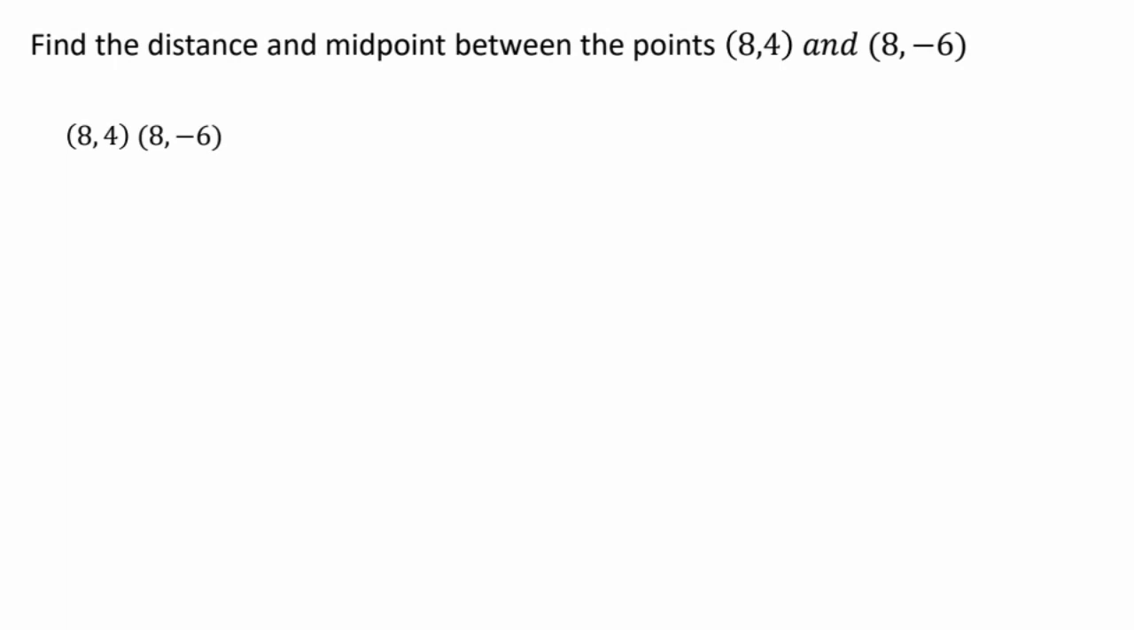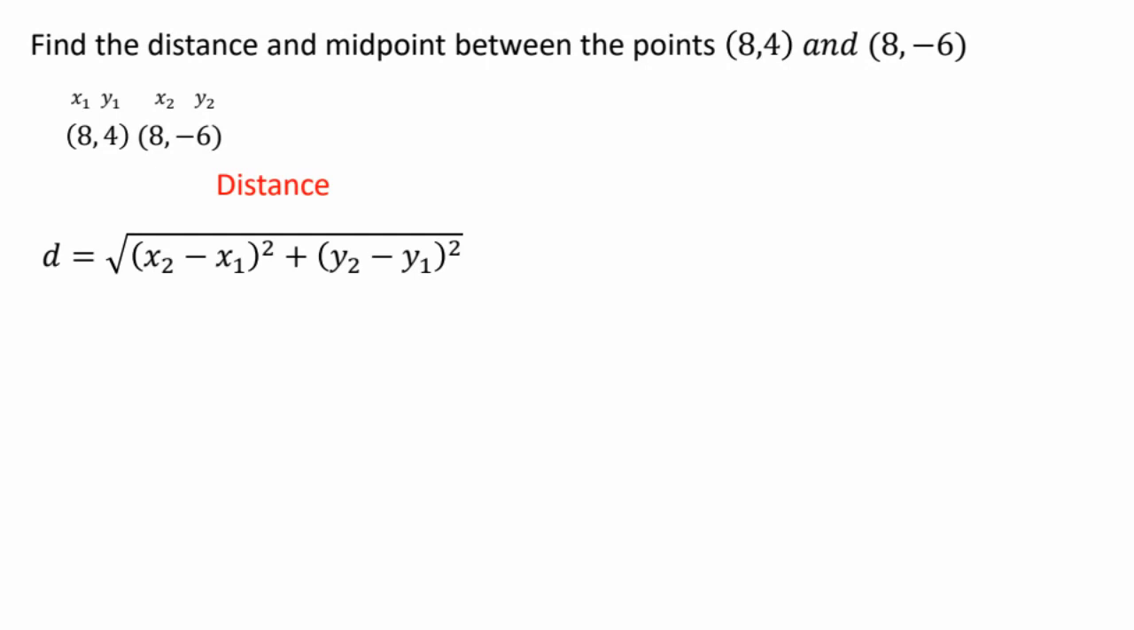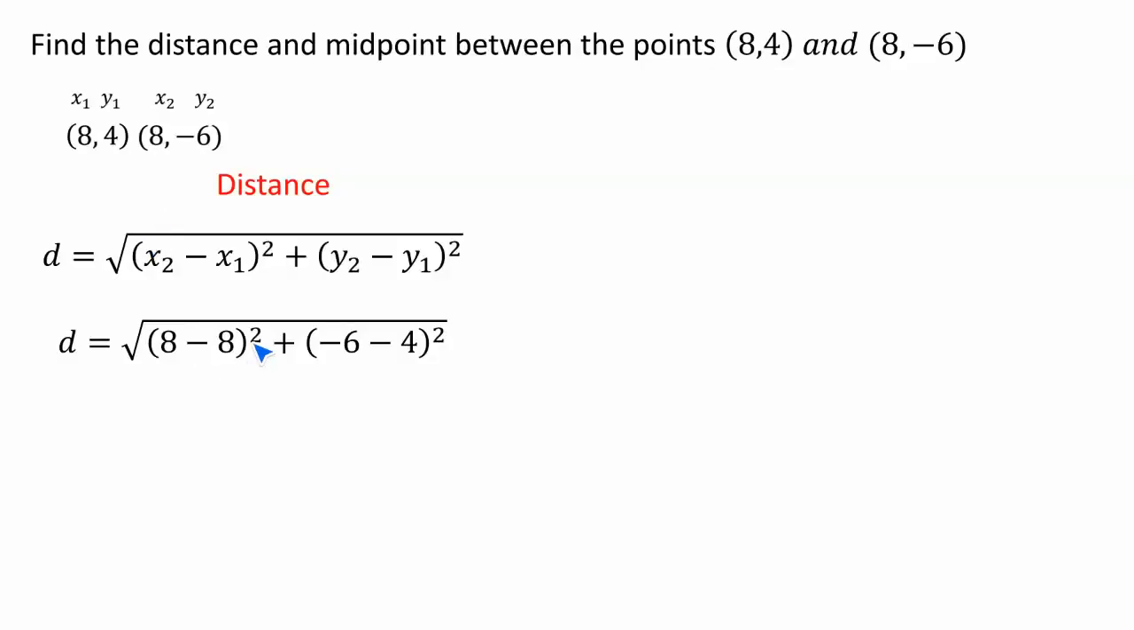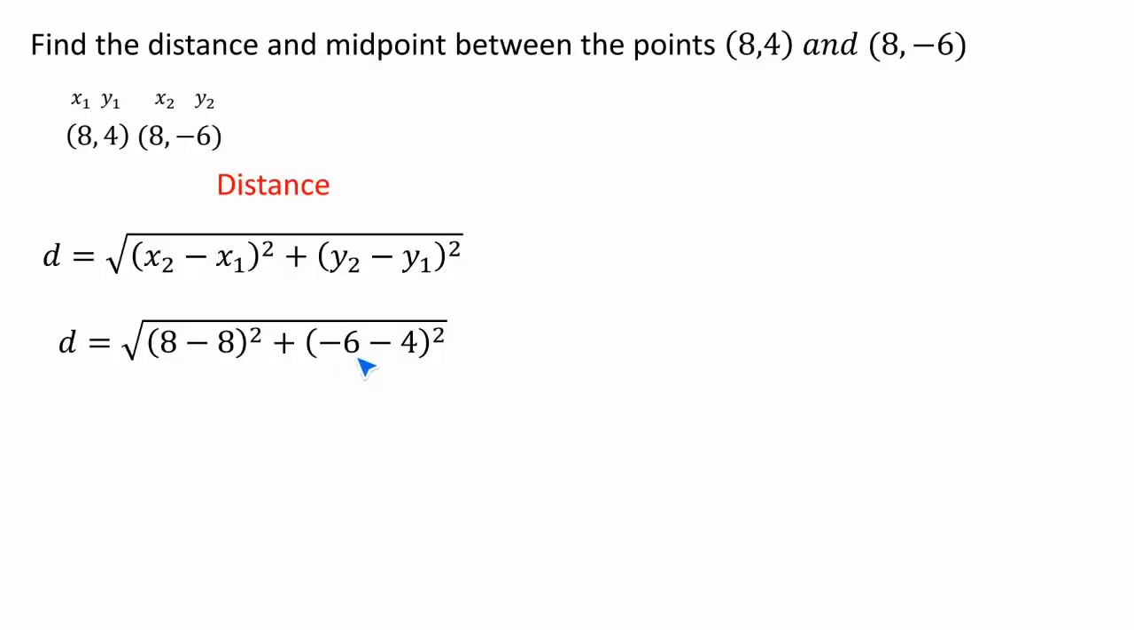So whenever we want to find the distance and the midpoint, one of the things that we could do first is label our points as x1, y1, x2, y2. And then from there, what we can do is recall the distance formula, which is the square root of x2 minus x1 squared plus y2 minus y1 squared. And then we can just plug in our numbers. So here x2 is 8, so we're going to plug in 8 minus x1, which is 8, squared. And then we have negative 6 minus 4 squared.